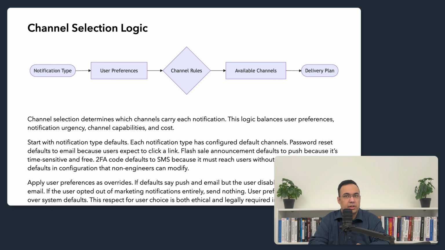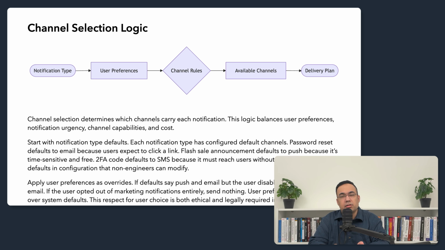SMS, they do cost money. Before choosing SMS, you should be asking, is this notification urgent enough to justify the cost? Is there a cheaper alternative that can still reach the user without me using the SMS? For non-urgent notifications, prefer push and email even if the user allows the SMS. Reserve SMS for emergency and cases where push and email fail.